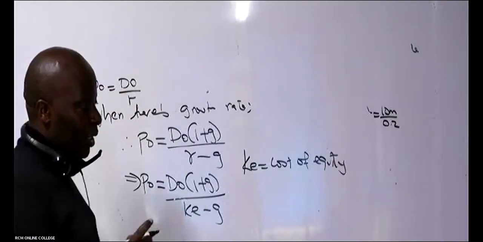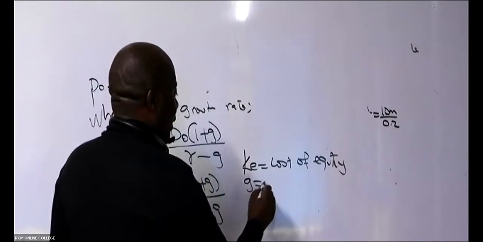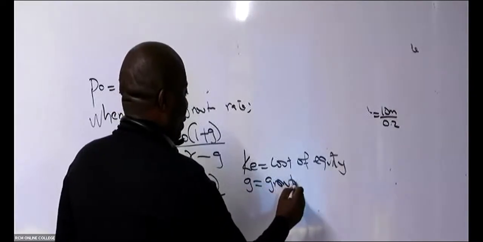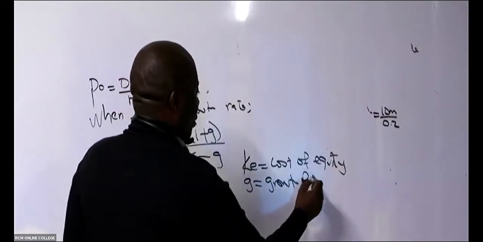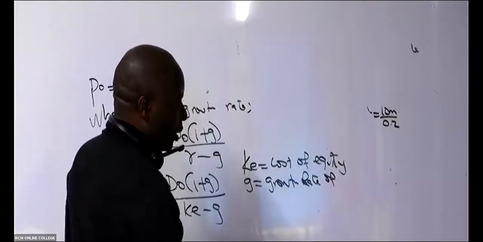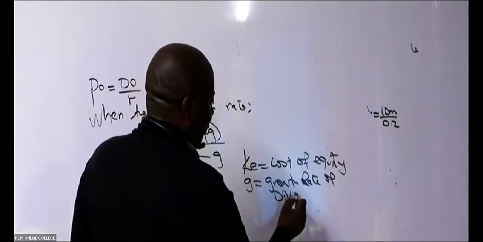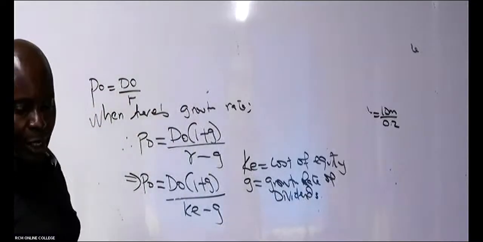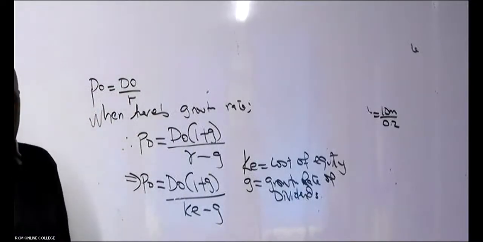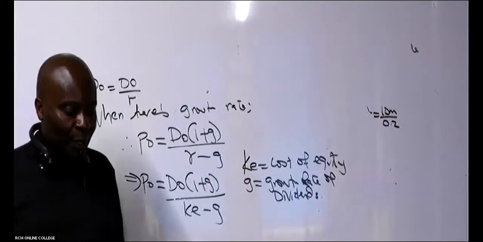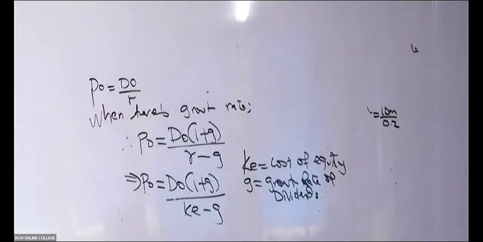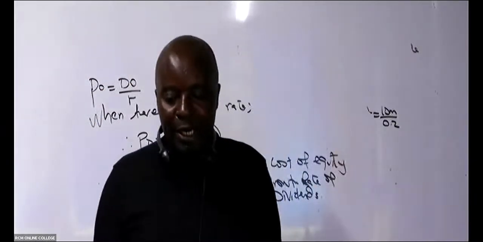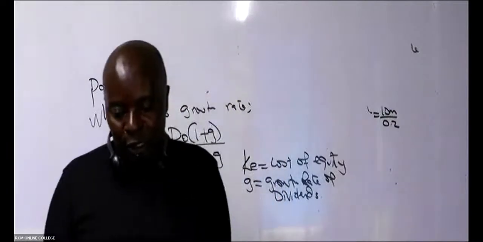And then we have G. G is the growth rate of dividends. Growth rate of dividends. Is that okay, ladies and gentlemen? Have you been able to pick some great concepts up to here?